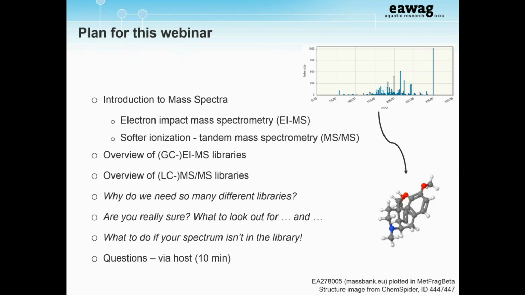Why do we need so many different libraries at this stage? Are you really sure about your identification, what to look out for, and what to do if your spectrum isn't in the library? I will not go into this in detail, but use these questions to lead into what will hopefully be a future webinar on some of the in silico methods for mass spectral identification where this substance is not in a library. As Justin mentioned, there will also be time for you to ask questions during the webinar. I will not see these until Justin reads them out, and we'll have time at the end to go through some of those.